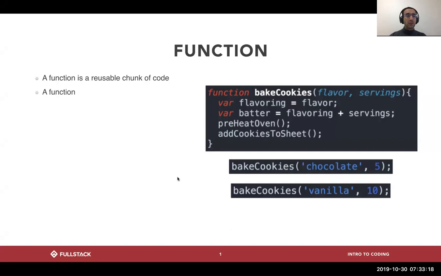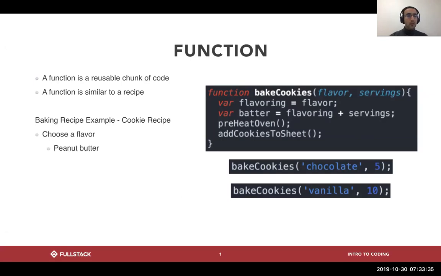Someone might liken it to a recipe. It's something where you can put certain things inside, and you'll get something out as a result. So we have an example with a baking recipe. Let's say you need to choose a flavor. You have a few options here. Maybe it's peanut butter, chocolate, or caramel.